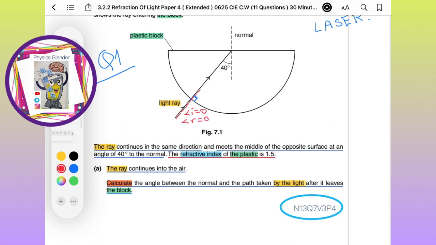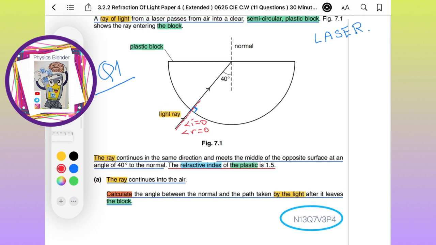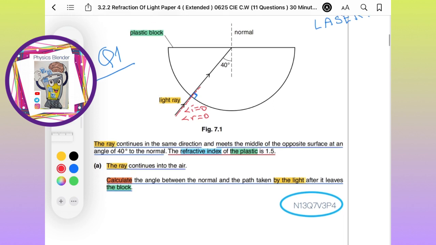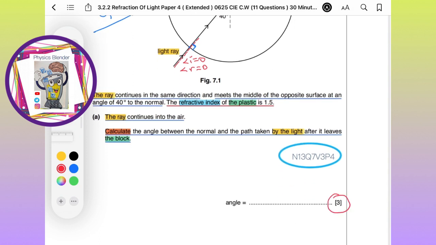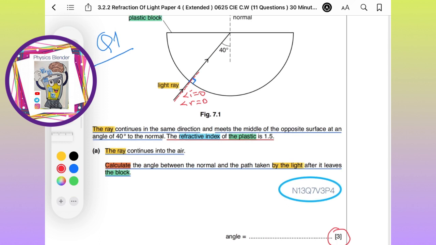Okay, the refractive index is given, and when it meets the flat surface of the semicircular plastic block, it will behave in a certain way. It will continue into air. So it didn't mention that it will be totally internally reflected. Just to calculate the angle between the normal and the new path taken by the light. Okay, here you have 3 marks. You should calculate and show your working. You have to show your working.